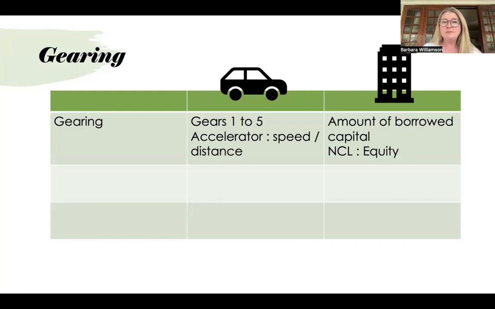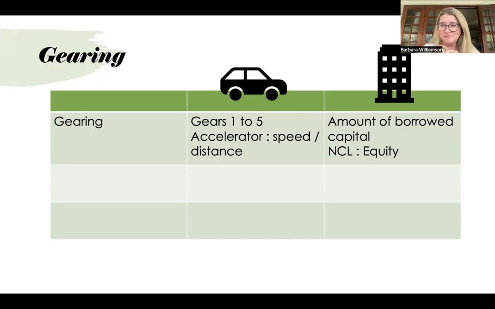In a car, the concept of gearing is simply that the lower gear you are in, the less result you'll get for what effort. So if, for example, in a car, you've got gears 1 to 5, and 1 will take you very slowly. It's what you'll use to pull off. And then gear 5 might be when you're busy zooming down the freeway very quickly. This is showing the relationship between your accelerator. How much do you push on your accelerator compared to the speed or the distance that you're able to cover in a certain time?